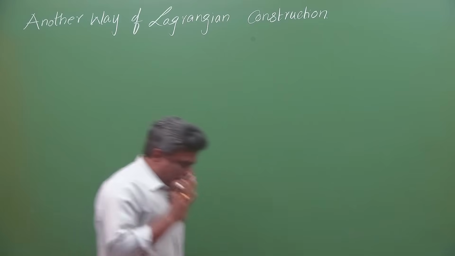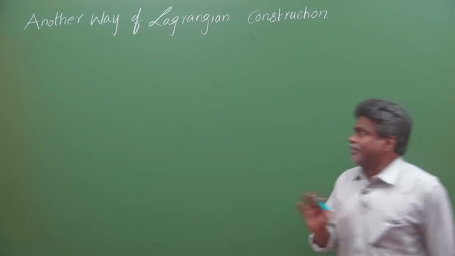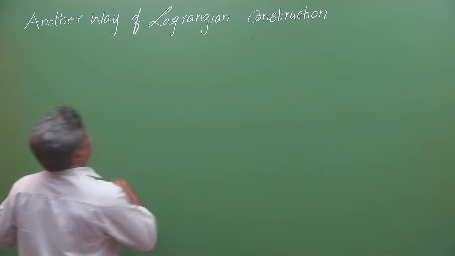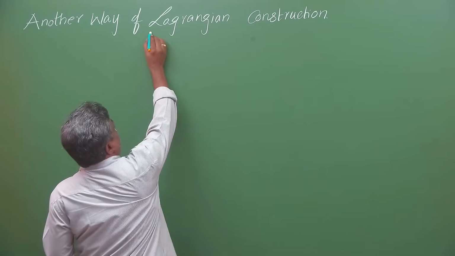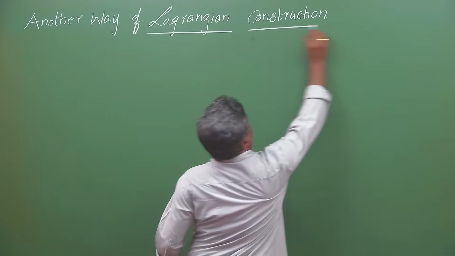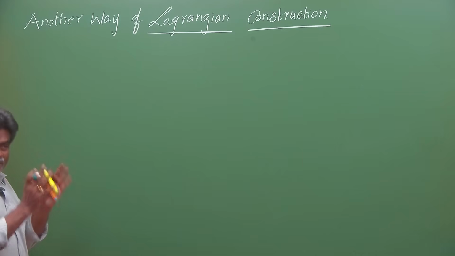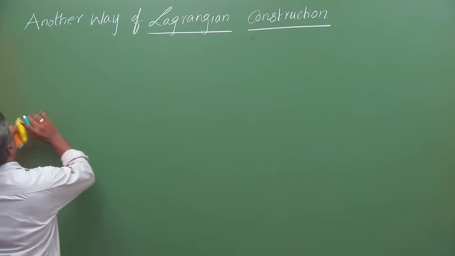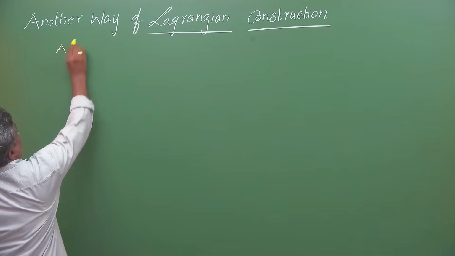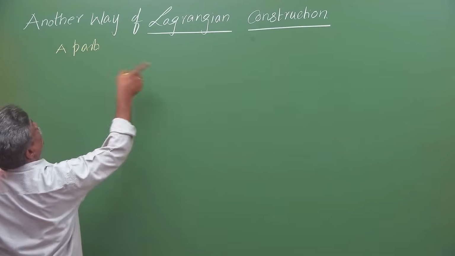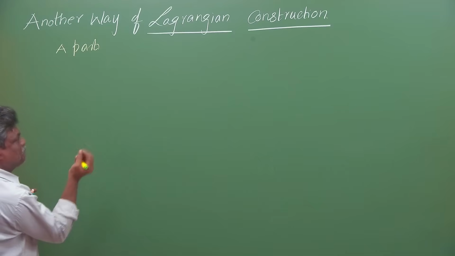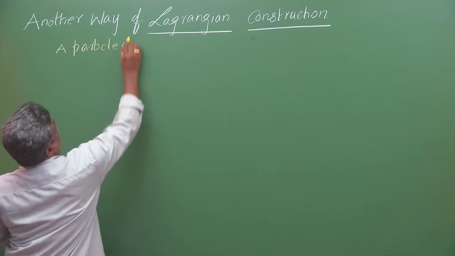This is another way, and a beautiful way, which will save so much time. We are going to construct the Lagrangian in another way. All of you please listen. Now here I have a particle of mass m. If you want to do that, you have to learn something.